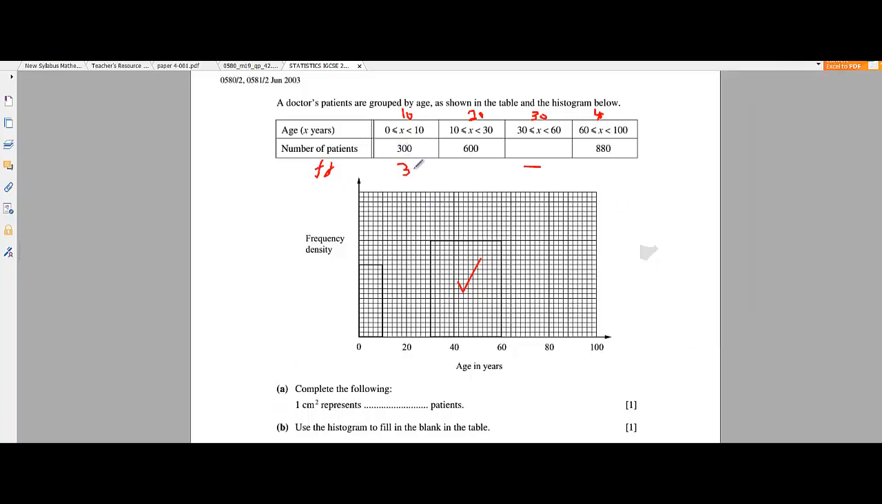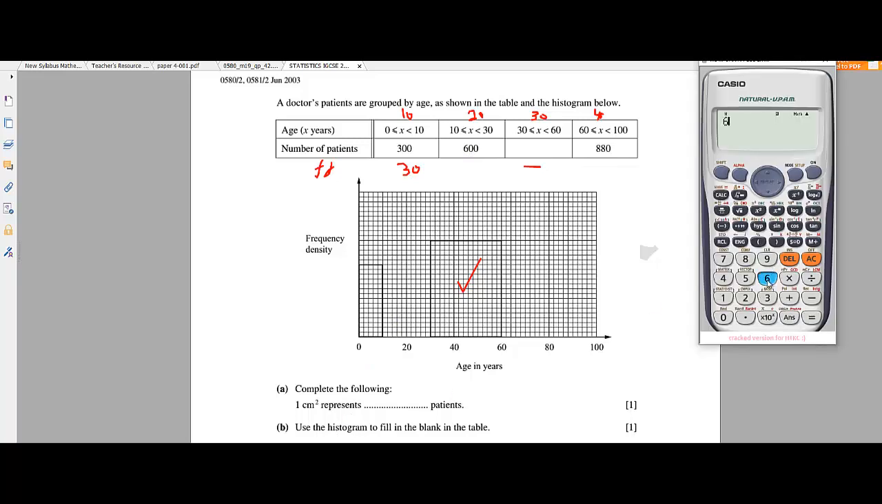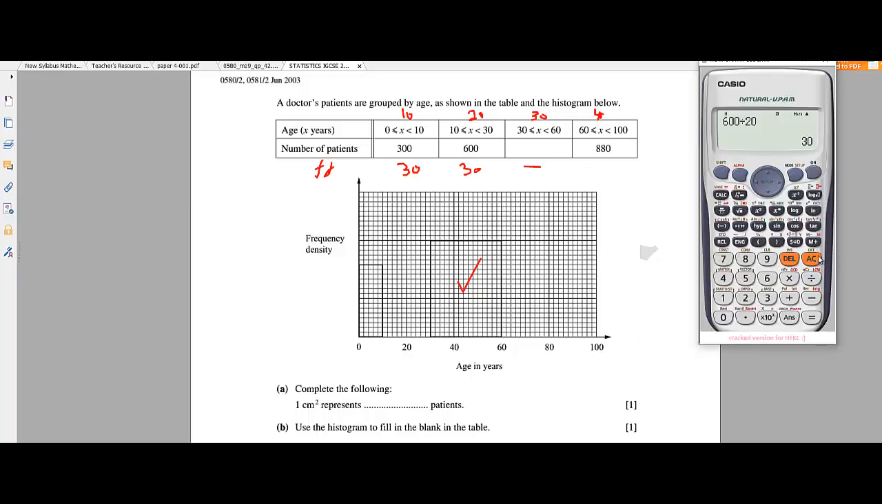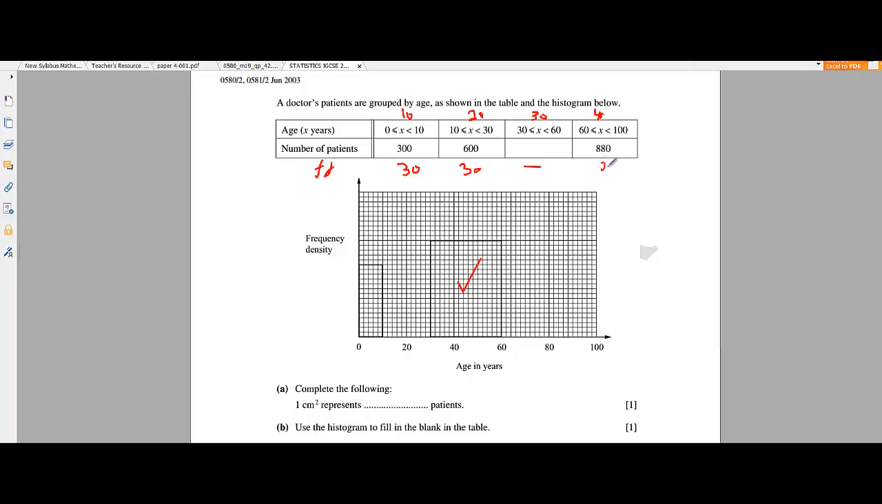300 by 10, 30 is the frequency density. Again 600 divided by 20, how much? 600 divided by 20, again 30. And 880 divided by 40, so 22 is the frequency density. Okay, we have got the frequency densities. And see here 30, it means that the height of the first bar will be 30.